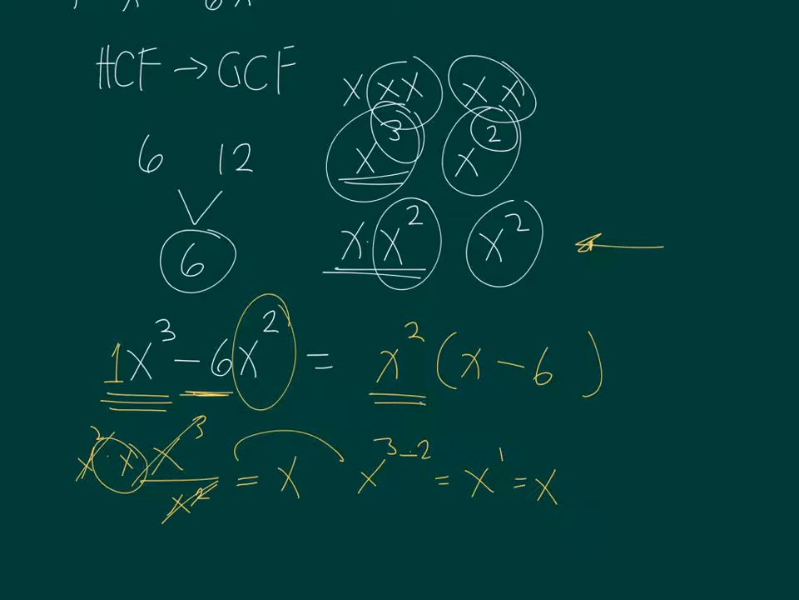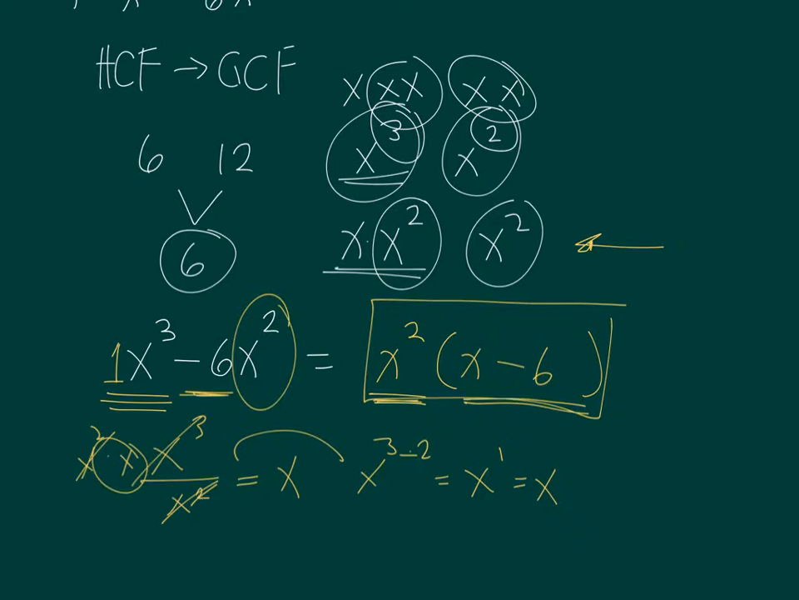Now, after factoring x squared, you have to look at the remaining expression, and in this case, it's x minus 6. So as you can see, there is no common factor between x and 6. So you can leave it like x minus 6 already. So this means that you have factored the x cubed minus 6x squared completely.